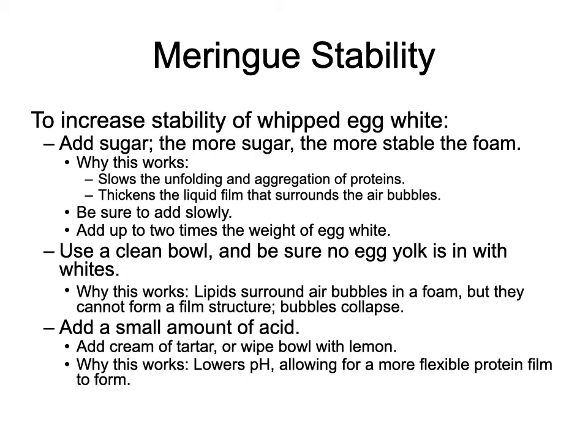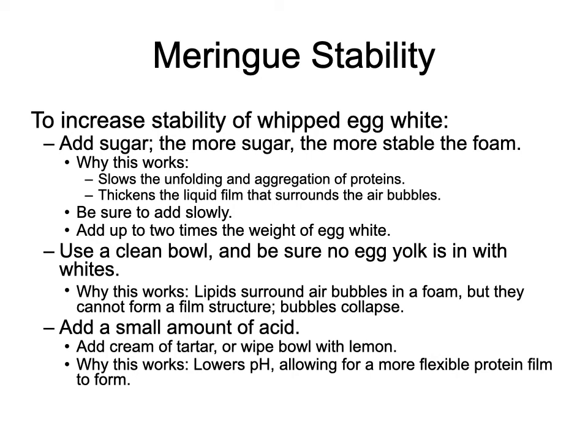Now, we can also increase the stability of an egg white foam by doing some things to it. We can add sugar, of course, that's the biggie. It helps slow the unfolding and aggregation of proteins and thickens the liquid film that surrounds the air bubbles. Be sure to add slowly. Add up to 2 times the weight of the egg white. So a typical Swiss meringue would be 2 parts sugar to 1 part egg white. So if you're making, let's say, 3 pounds altogether, you'd have 2 pounds of sugar and 1 pound of egg white.